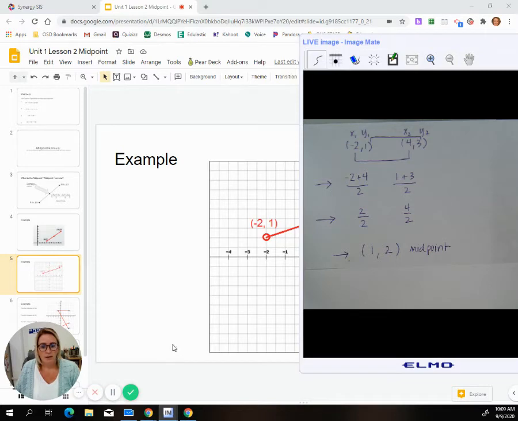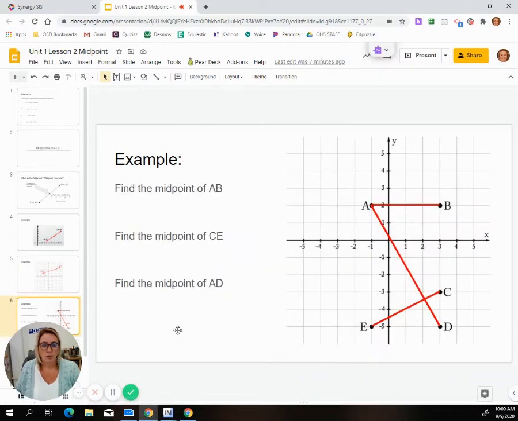Okay, so next thing you're going to work on is you are going to attempt to find the midpoint of each of these segments. Make sure you are using some scratch paper as you go through and do this so that you can actually make fewer mistakes.